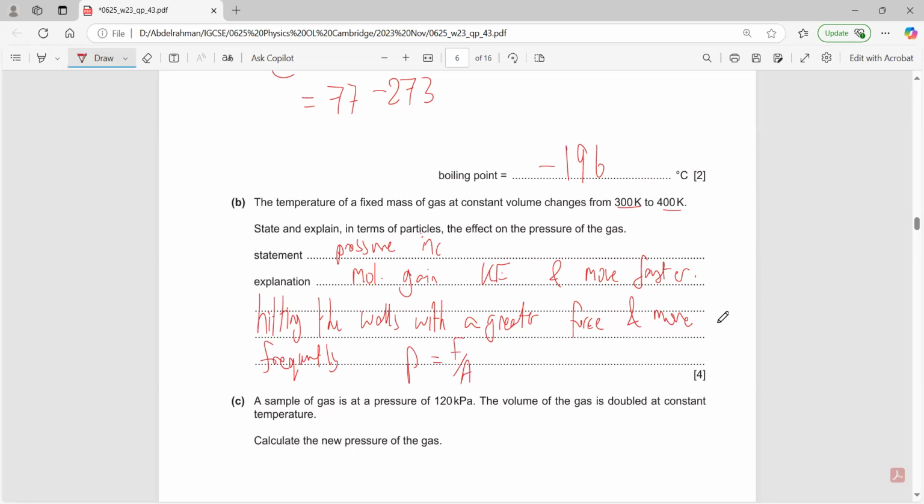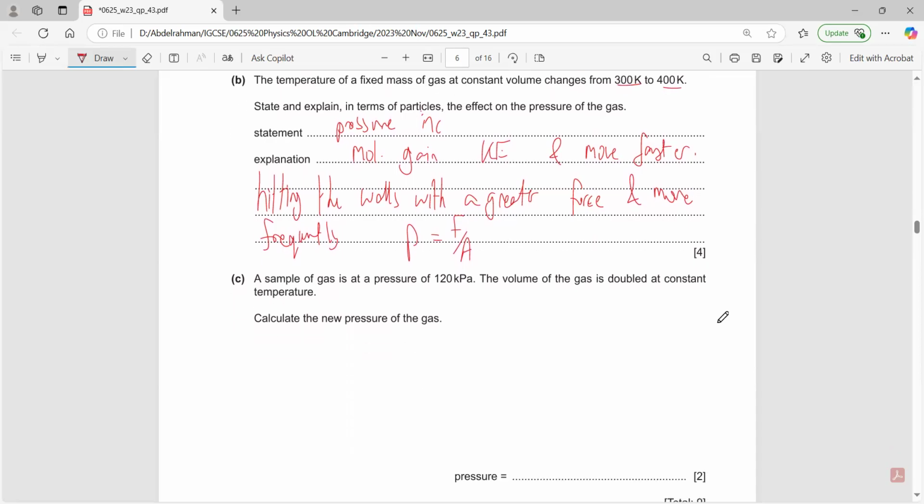A sample of gas at pressure 120 kilopascals. The volume is doubled at a constant temperature. Calculate the pressure of the gas. Volume is doubled. So basically, you can say that when the volume doubles, the pressure halves. So the final answer would be 60.